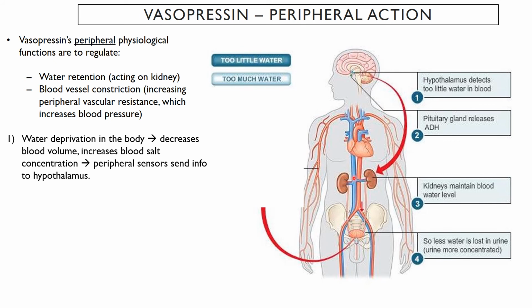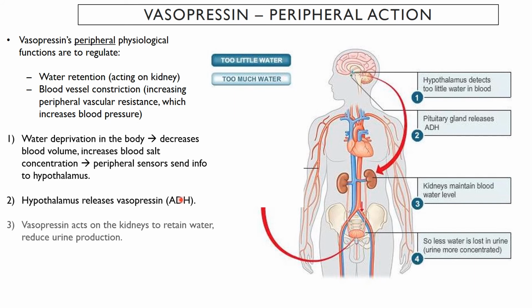There are peripheral sensors that send this information to the hypothalamus. The hypothalamus will then release vasopressin. This is the abbreviation for vasopressin, antidiuretic hormone. Then vasopressin acts on the kidneys to retain water and reduce urine production.